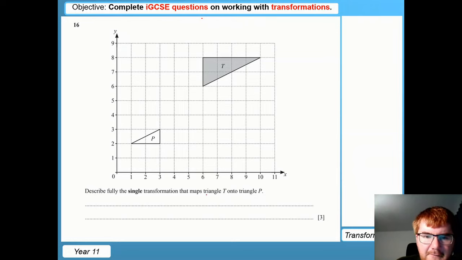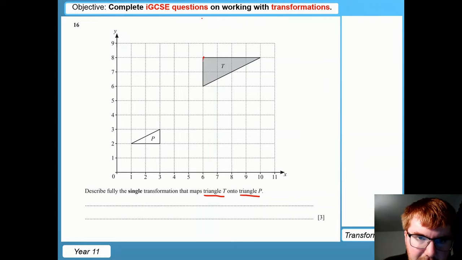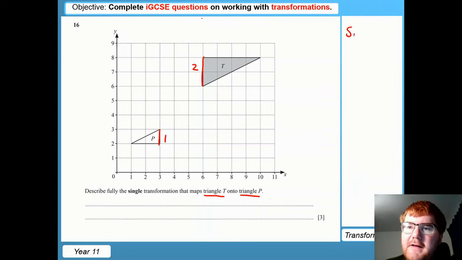Now the thing to watch out for in this question is T to P. So we're actually going from larger to smaller. This is something that students don't watch out for. So this has got a length of 2. This has a length of 1. Therefore, our scale factor is actually going to be 1/2 because we're going from bigger to smaller.